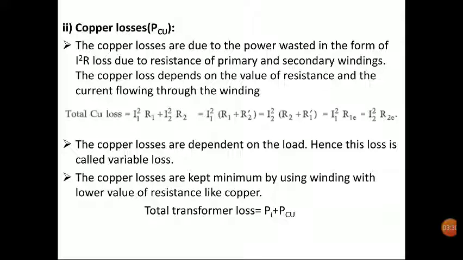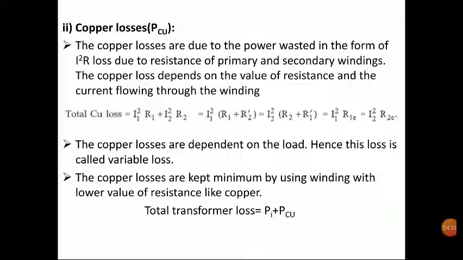Now let us see the copper losses. The copper losses are due to the power wasted as I square R losses in the primary and secondary winding. The copper loss mainly depends on the value of resistance and the current flowing through the winding. So the total copper loss is given by I1 square R1 plus I2 square R2. That is, the square of the current flowing through the primary winding into the resistance of the primary winding, plus the square of the current flowing through the secondary winding into the resistance of the secondary winding.